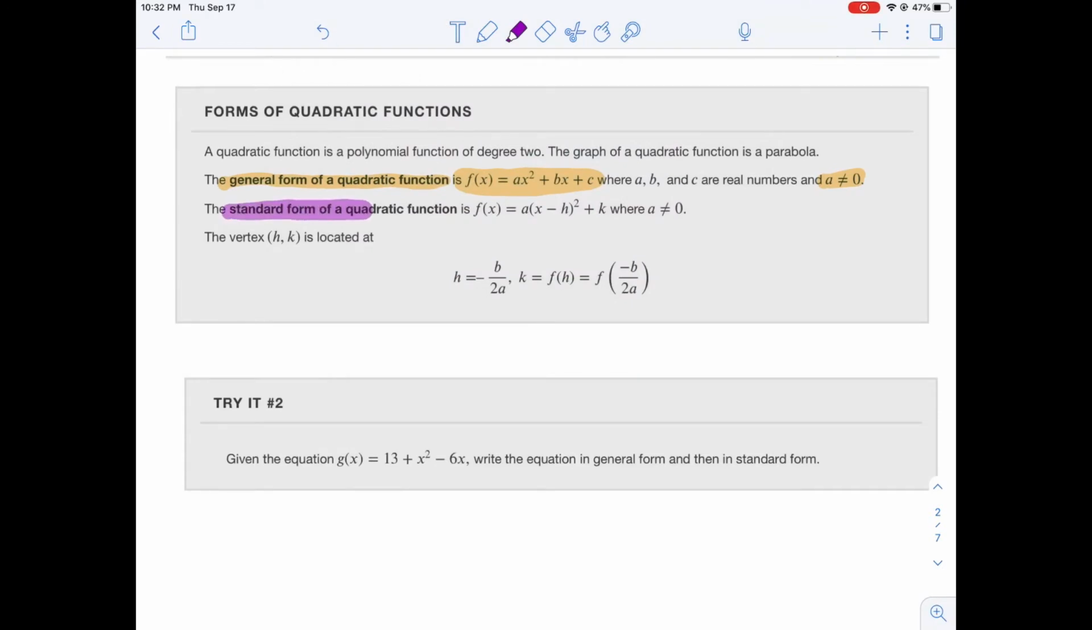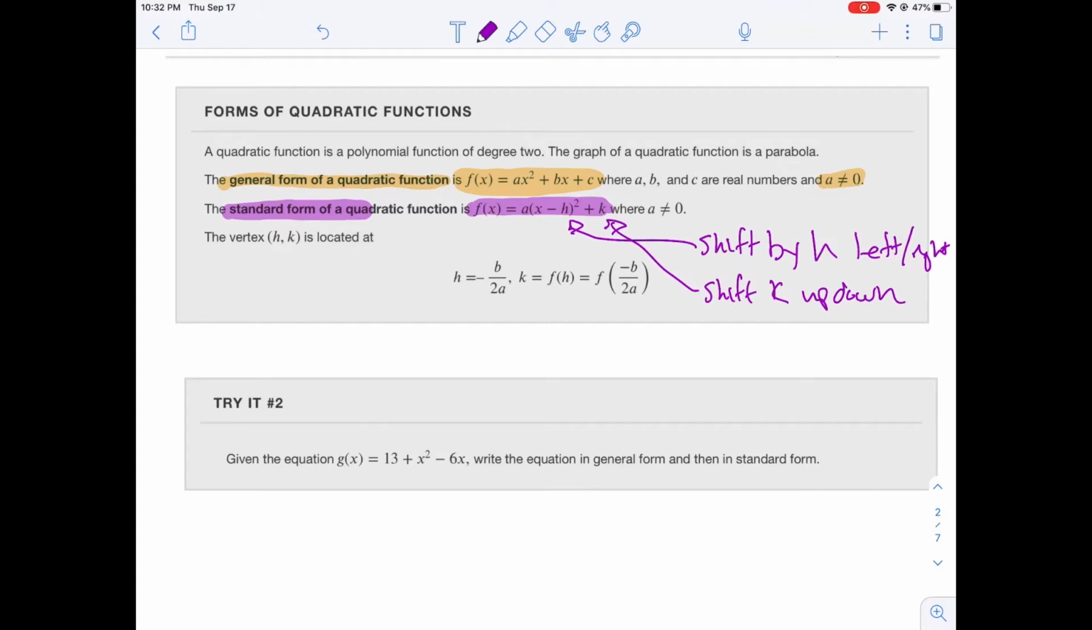And then you can also talk about what they call the standard form, which is if you've manipulated the formula for the equation into this form, a(x minus h) squared plus k. In that case, this is going to shift by h. I don't want to say right or left because I don't know if h is positive or negative, so I'll just say shift by h, left or right, and shift by k, up or down.